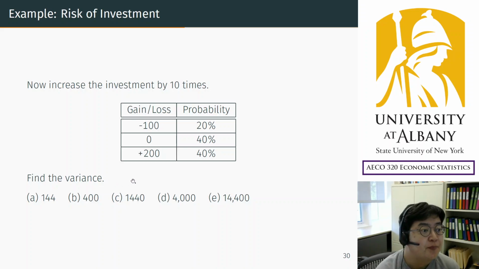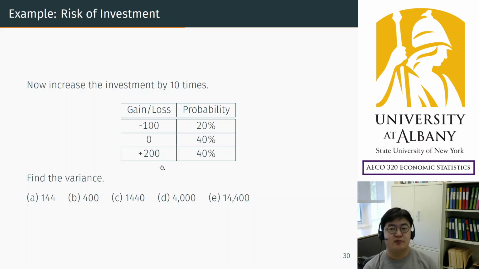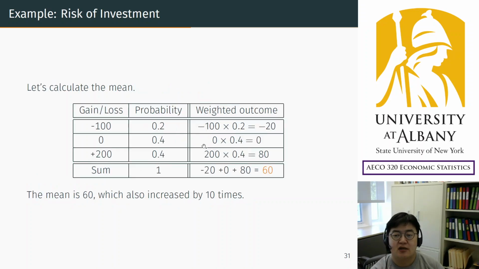Okay, so I gave you this question at the end of the previous video. What is the variance here? Again, we are going to calculate the mean and then the deviation, the squared deviation, and the mean of them, right? So, let's do that. By the way, the mean is 60. The mean is calculated this way, and you get 60.